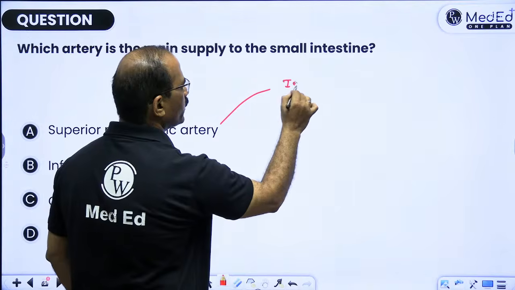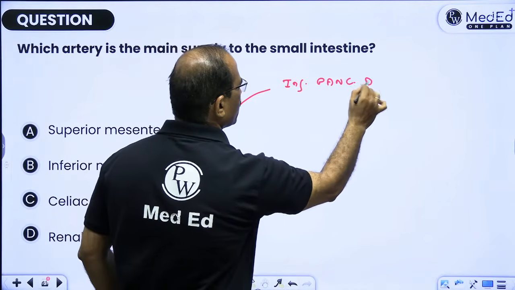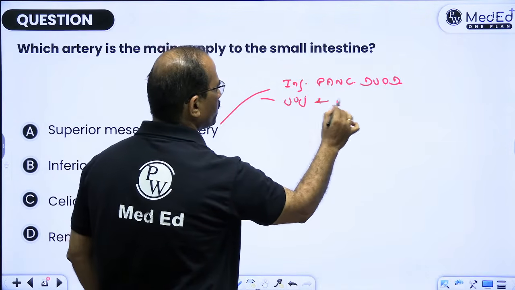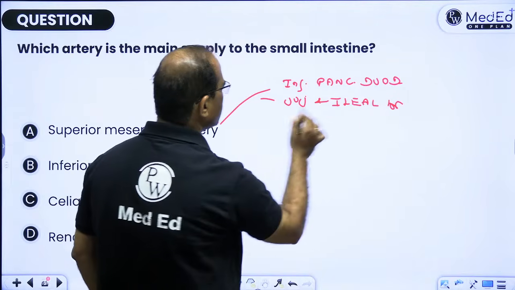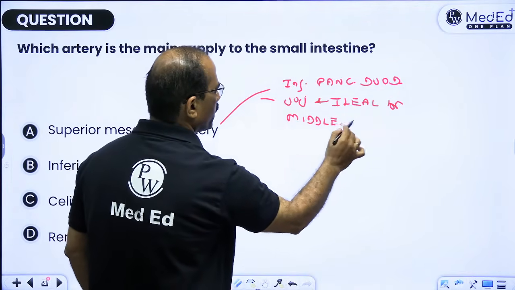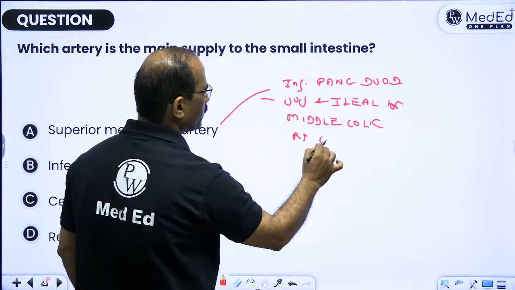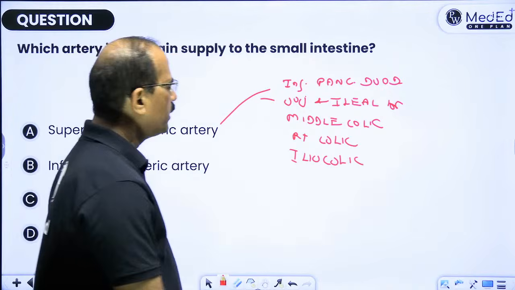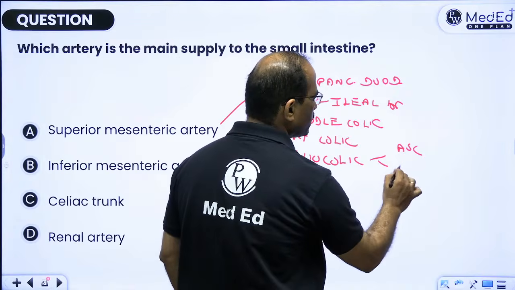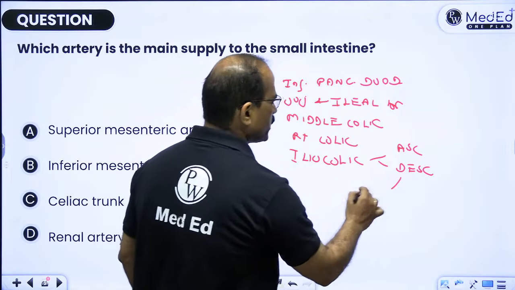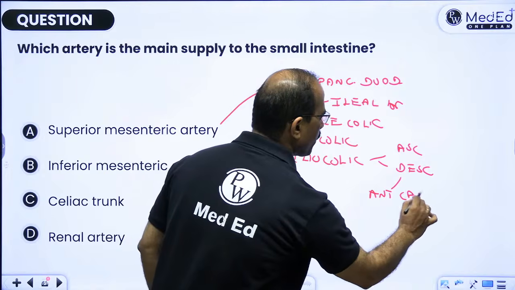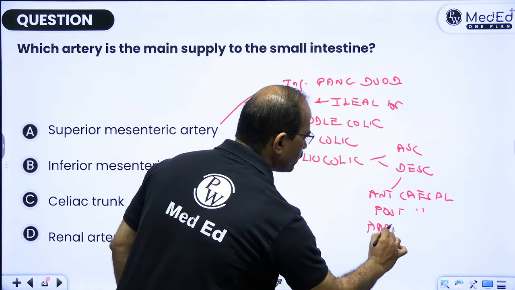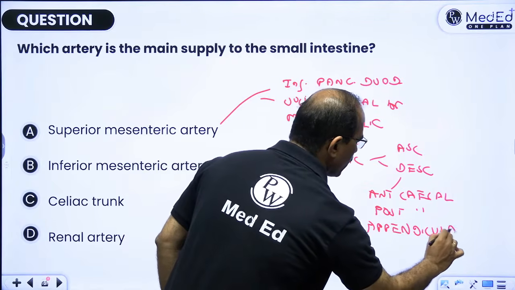One is inferior pancreaticoduodenal artery. Second is jejunal and ileal branches. तीसरा है middle colic. चौथा है right colic. पांचवा है ileocolic. Ileocolic के दो ब्रांचेस होते हैं, ascending and descending branch. Descending branch के चार ब्रांचेस हैं: anterior cecal, posterior cecal, appendicular and ileal.